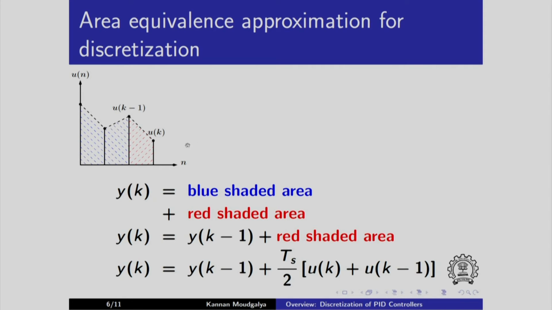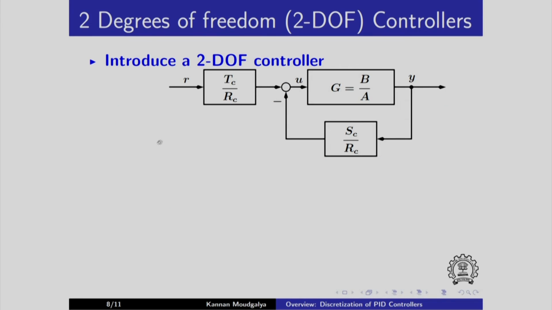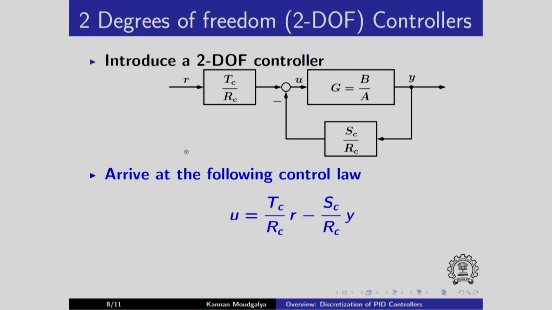This method will involve finding the area under the curve, namely integration, in continuous time and in discrete time. We will present different kinds of approximations and their pros and cons. We will introduce a 2DOF controller, 2 degrees of freedom controller.